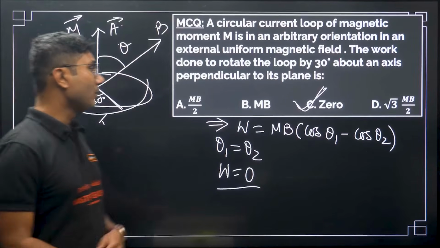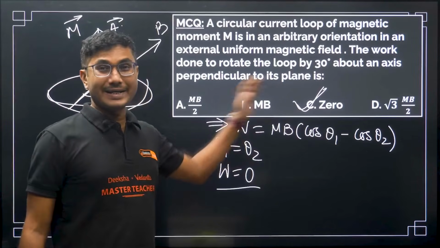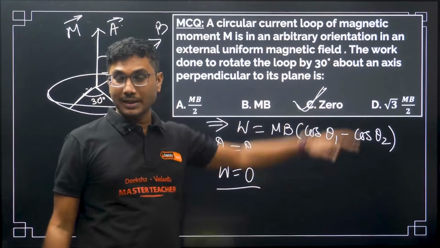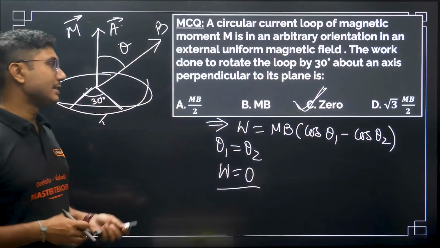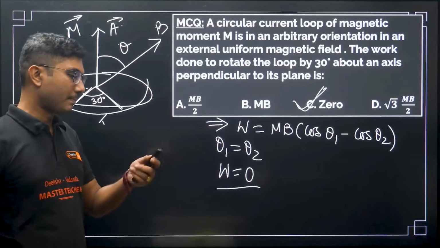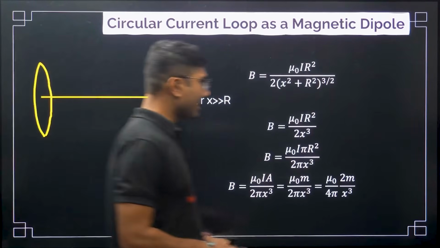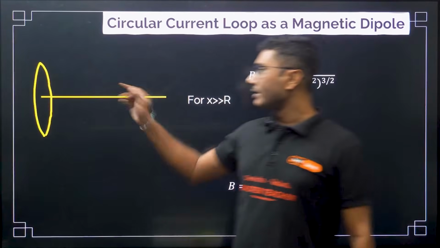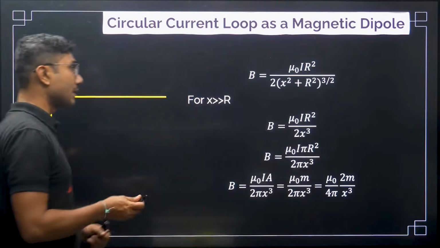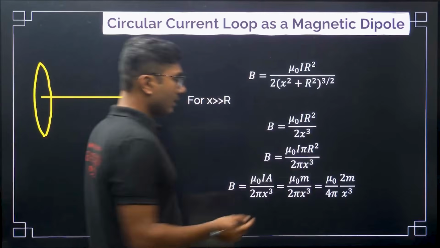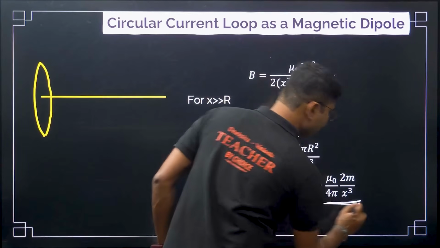In case of a dipole, if you remember, it is PE sin theta... similarly over here, instead of PE it is m into B. Okay, now this obviously we have done in our last class, right? The magnetic field due to a circular current carrying loop. Now this expression has a special significance.